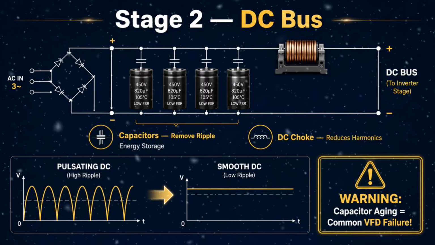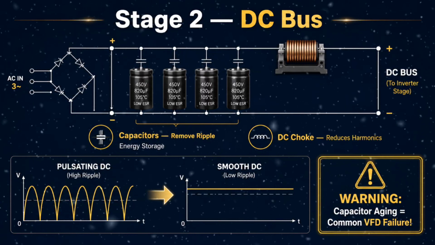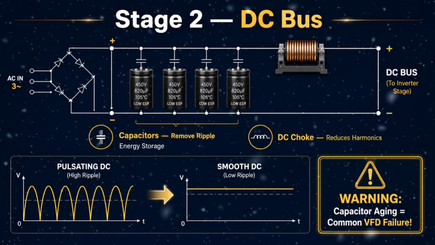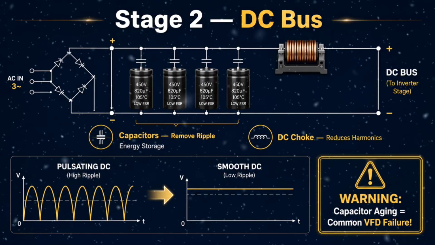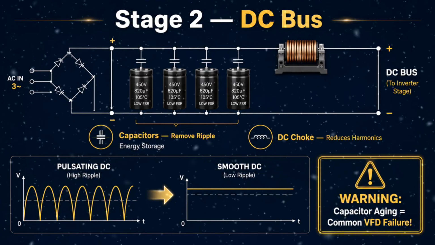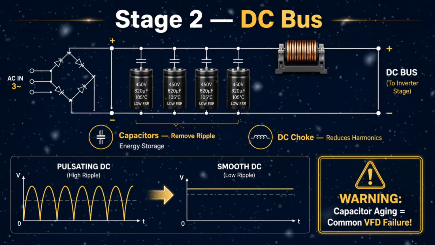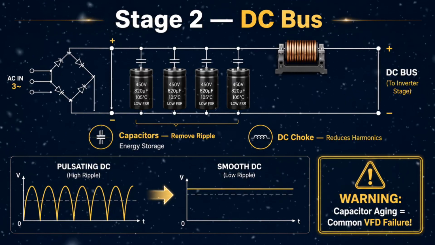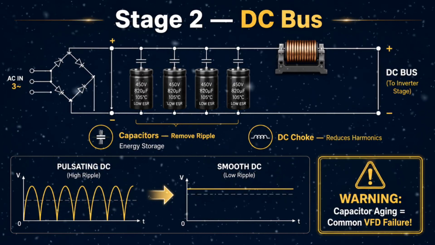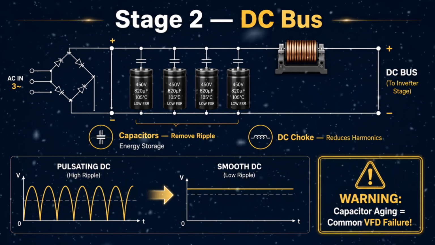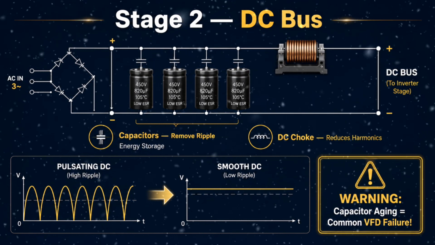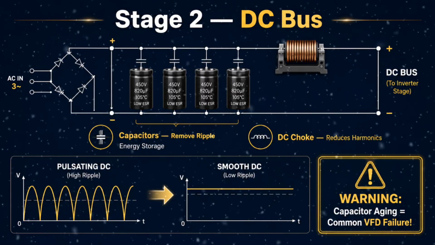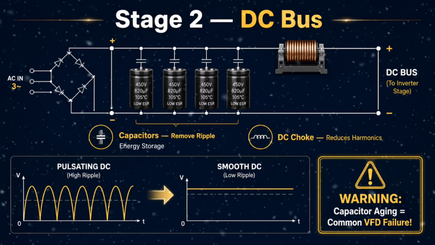Look at the waveform comparison at the bottom of the screen. Left side, pulsating DC with high ripple. Right side, smooth DC with low ripple, flat line. This is what the capacitors achieve. Component 2, DC choke. The DC choke is a series inductor in the DC bus circuit. It reduces harmonics fed back to the supply, improves power factor, and limits inrush current during power on.